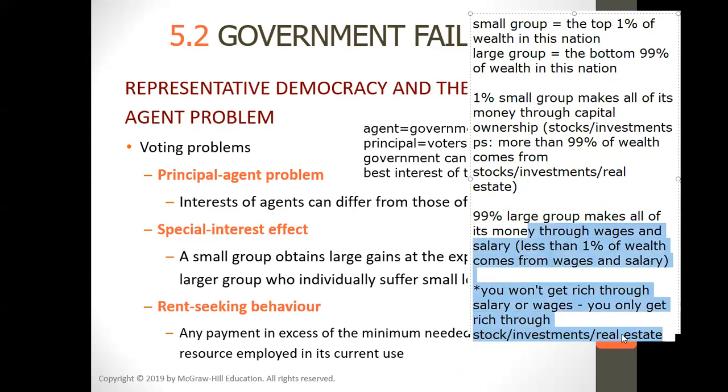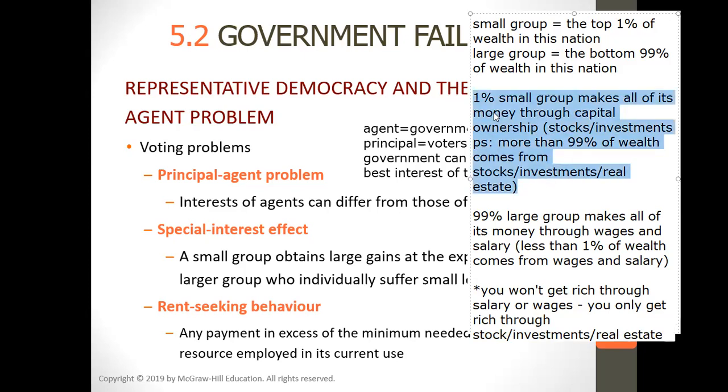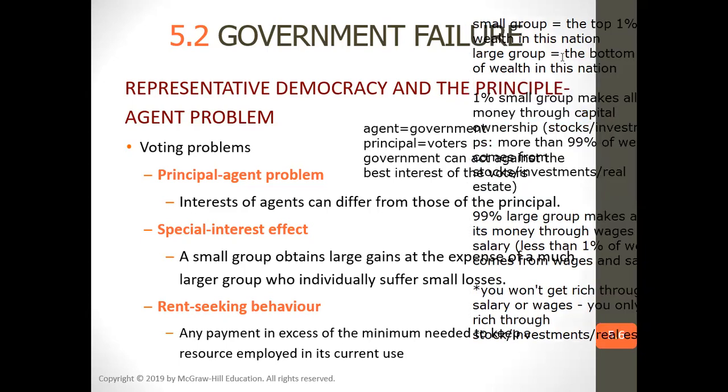So this is like the special interest effect. The people that are richer, the 1% group, have more power in terms of influencing the government to do what they need to do. And so I'm going to bring up one of the breakdowns. Just pause this for a second.